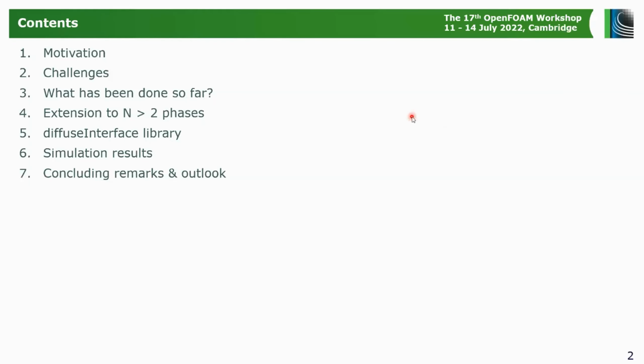So here are the contents of my talk. I will start with the motivation: why do we need to extend our solver to be able to perform more than 2 phases, and what are the challenges in the extension of the solver? What has been done so far? We had a 2-phase flow solver, a phase field diffuse interface solver, which we extended to cover n phases. I will talk about the diffuse interface library that we developed, a lot of simulation results, and some concluding remarks by the end.